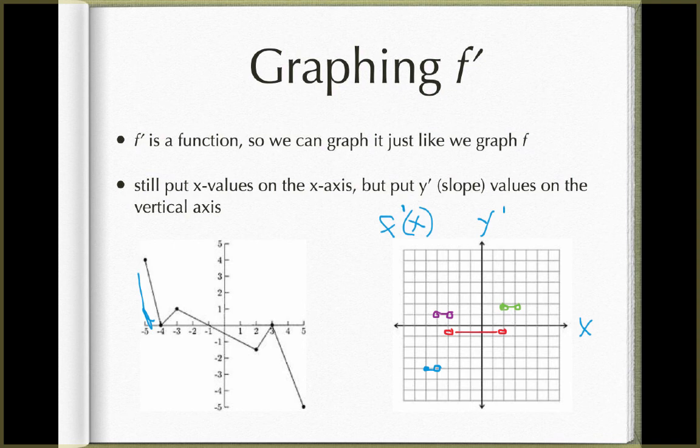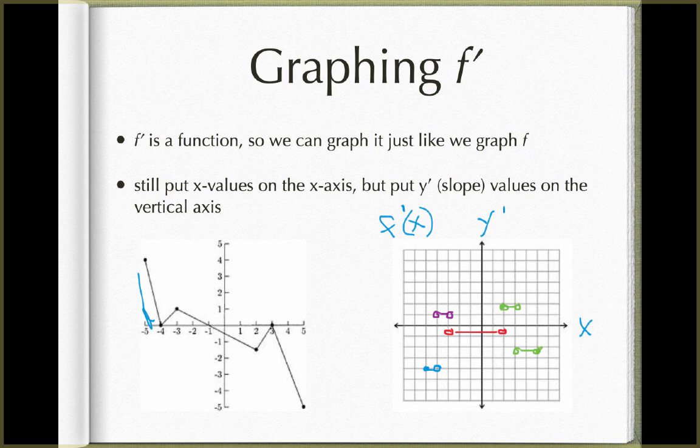And then the last piece is we are going down, and we have a slope of -2.5, going from 3 to 5. So -2.5 is right here, and we're going to 5. And this is a closed circle because it's the end of our graph right there. So that is the graph of f prime.